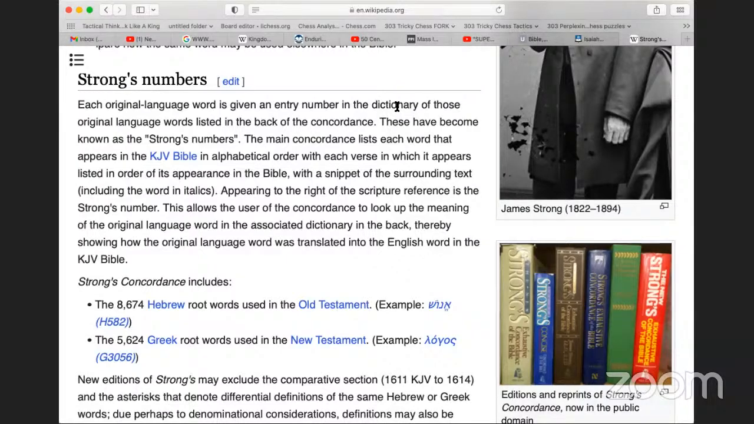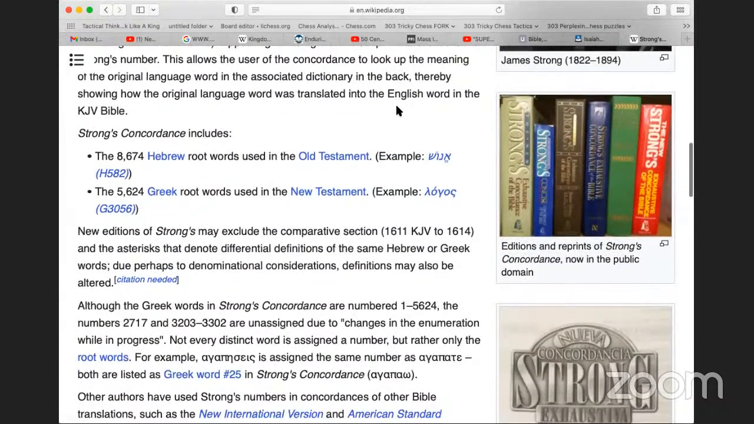This allows the user of the concordance to look up the meaning of the original language word in the associated dictionary in the back, thereby showing how the original language word was translated into the English word in the KJV. Okay, so Strong's Concordance includes the 8,674 Hebrew root words used in the Old Testament. Example, Hebrew word, and then it'll say H582. Capital H or lowercase h stands for Hebrew.